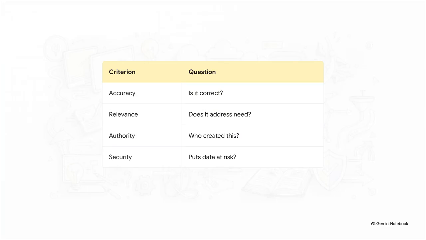Think of these 4 pillars as your academic microscope for closely inspecting a digital source. First up, accuracy. Is it actually correct, verifiable, and free of glaring errors? Second, relevance. Does it truly address your specific research need, or is it just kind of loosely related? Third, authority. Who exactly created this? What real credentials do they have to be speaking on this topic? And finally, security. Does interacting with this platform put your data at risk? Seriously, memorize these 4 pillars. They form the absolute bedrock of modern digital literacy.